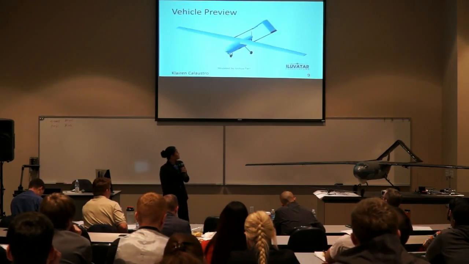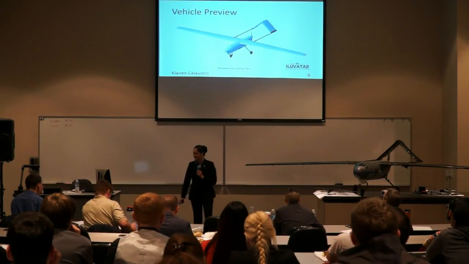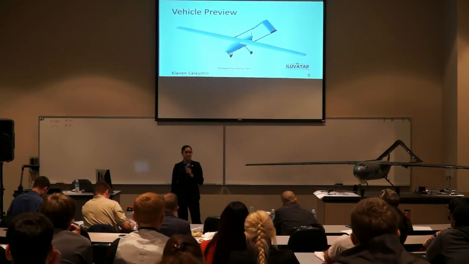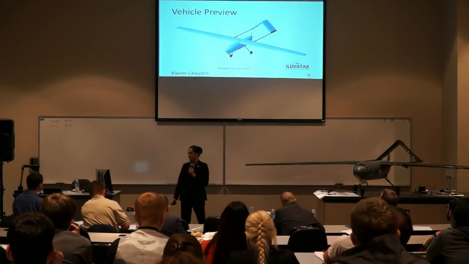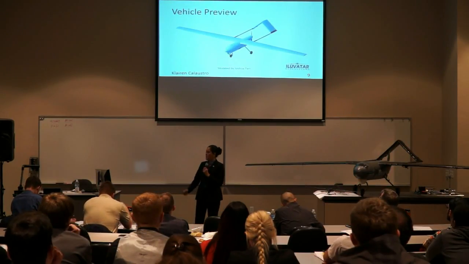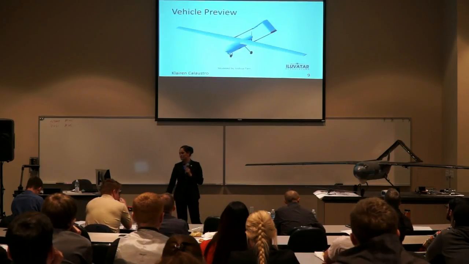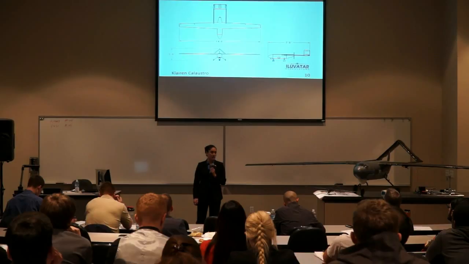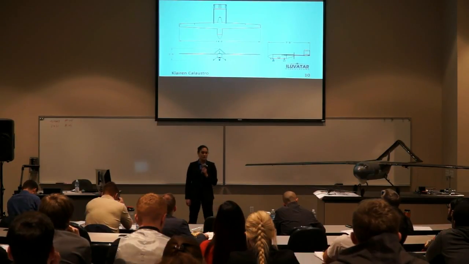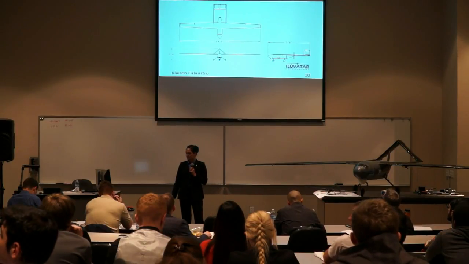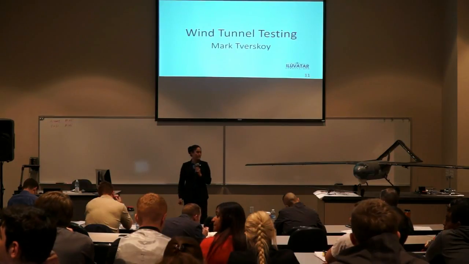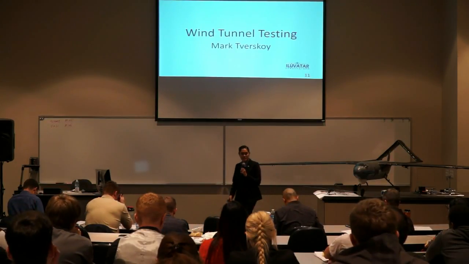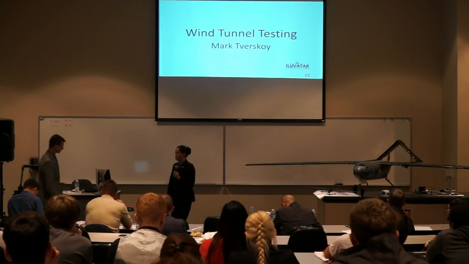So here's a preview. This is the Sting. This is what we named it. As you can see, it's a pusher prop, and then it is also completely electric based. And then we've got the camera up front, and we've got the inverted V-tail. As you can see in the drawings, we've got just under 15 feet is our wingspan, so it's quite a large aircraft. And then with the model here, we'll go to Mark Tversky, and he'll talk about the wind tunnel testing that helped predict weight.